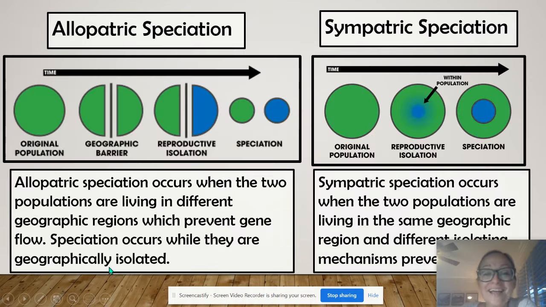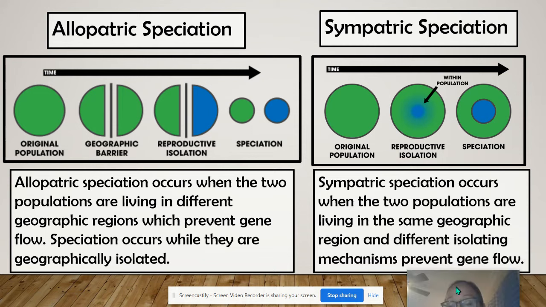Okay, so that kind of summarizes our five or six prezygotic barriers. So now, as we talk about this, these prezygotic barriers do lead to speciation, but we have two kinds of speciation. We have sympatric and allopatric.